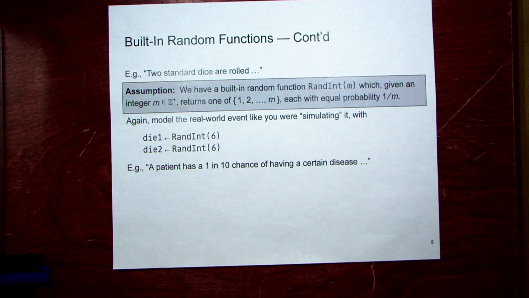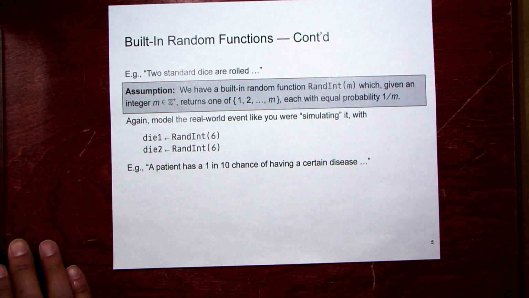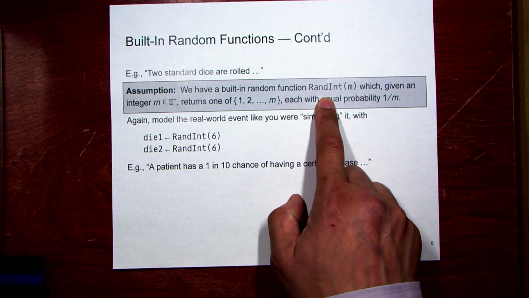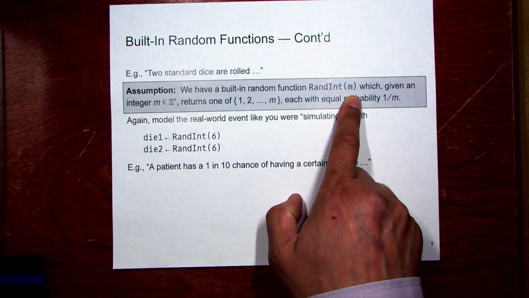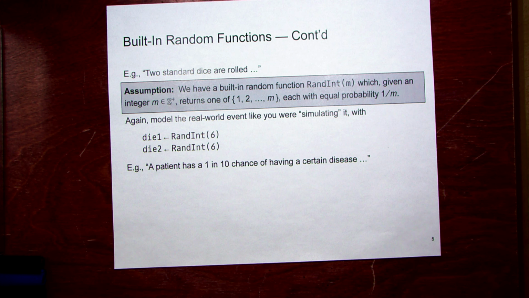The second function, besides Bernoulli, is randint. If we're talking about a standard die, this would be randint 6, a 6-sided die. But there's nothing magical about a 6-sided die, right? We could have a D10, a D20, a D100. We could have a D5 and a D13. We could do all sorts of crazy stuff. Randint will pick a number between 1 and m with probability 1 over m. So if two standard dice are rolled, we could take die 1 and die 2, and we will get two numbers between 1 and 6, and then do something with die 1 and die 2.